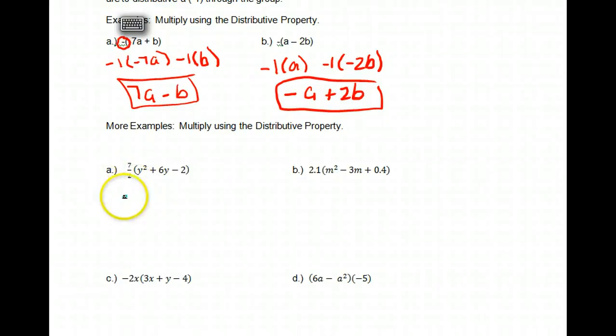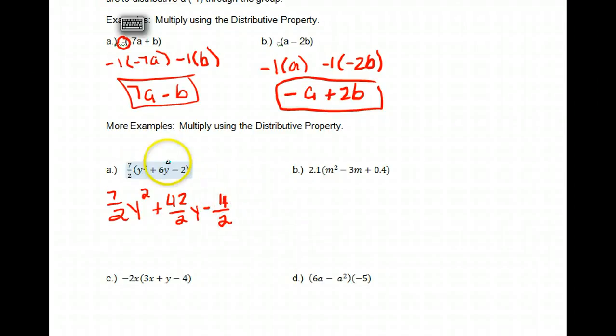So as you distribute through here, you're going to have 7 halves y squared plus 42 halves y minus 14 halves. So all I've done there is multiply through on my fraction using straight multiplication. If you think of those as a 6 over 1 and a 2 over 1, just straight multiply those fractions. So the 6 times 6 gave me the 42, the 2 times 1 gave me the 2. 7 times 2 gave me 14, 2 times 1 gave me 2.